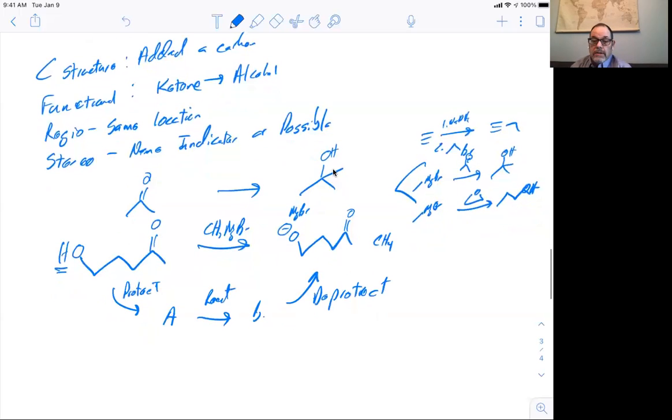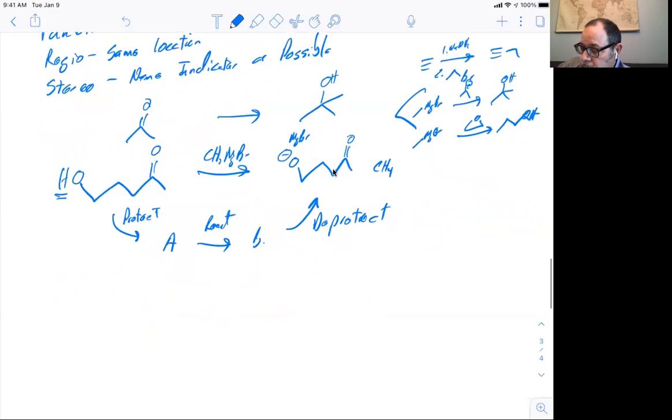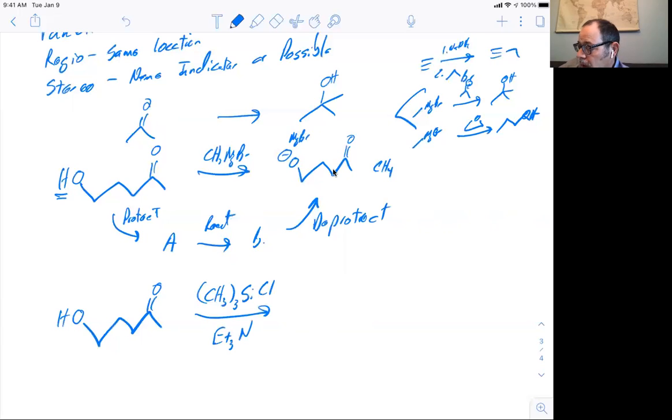Okay, and again, sketching this out like this is a good strategy, especially when we get to more than a couple of steps. So we just looked at one of the synthetic strategies, the protection strategies. So we can take this, react that with the silyl chloride and a mild base, so triethylamine, that gets me my protection, so trimethylsilane.